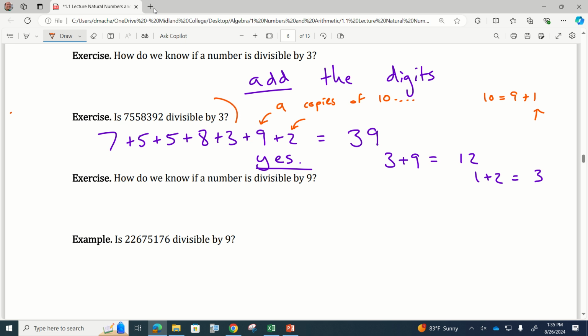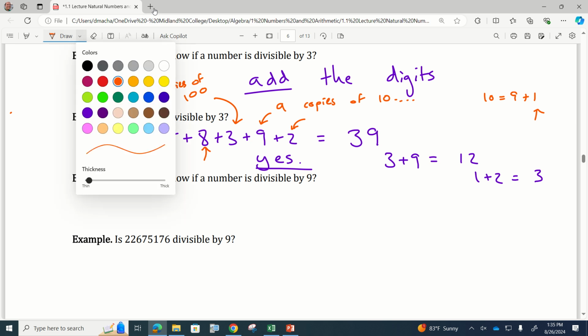And this 3 in my sum right here represents 3 copies of 100, because it's the 300 part of 392. And 100 is just 1 more than 99, and 99 is divisible by 3. Likewise, this 8 stands for 8,000, and 1,000 is just 1 more than 999, which is divisible by 3. So every single time you're just counting these little awkward ones that pop up. And that's why the add the digits trick really works.